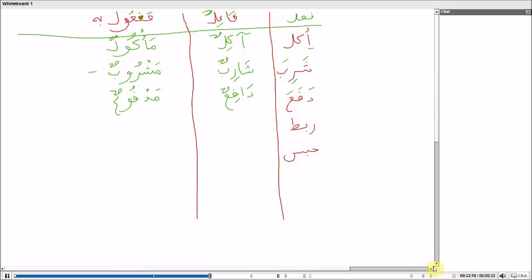So I got my dal, my fa, my ain. So I want to do maf'ulun. So my fa, my ain, my lam. The meem and the waw, those are extra letters. Right? But we want to put them in where they belong. So, madfu'un could be the person who was pushed, or it could be the bill. It's paid. You push away from you that debt. Right? You got a debt? No, I pushed that away by paying it. Right? So, madfu'. It's paid.